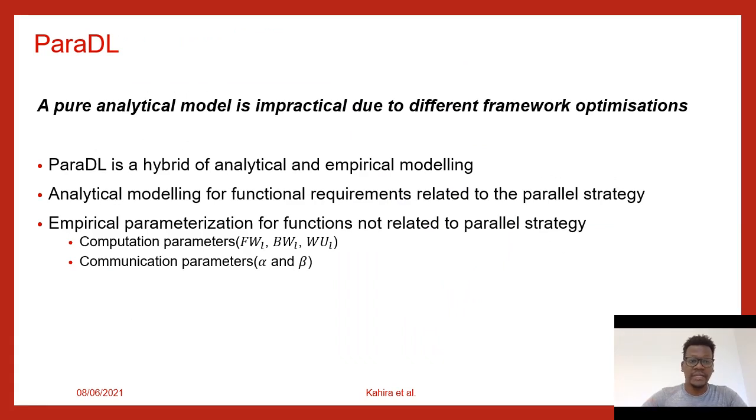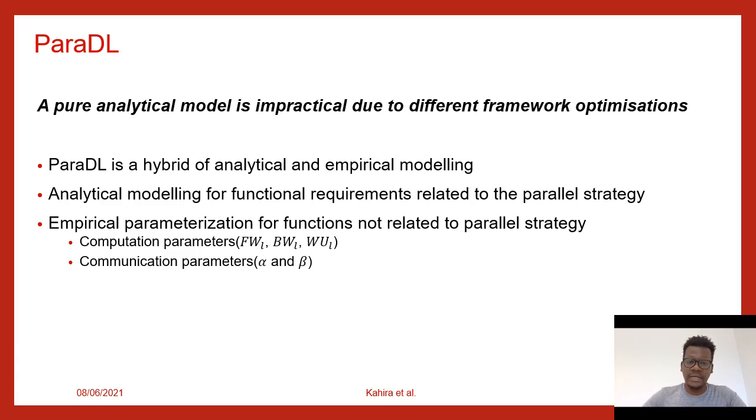So to formulate ParaDL, we use a combination of analytical and empirical modeling. And the reason for this is because a pure analytical model is impractical because different frameworks have different optimizations. And for this reason, it's not easy to generalize across all frameworks, and therefore we choose a hybrid of analytical and empirical modeling. Analytical modeling for functional requirements related to the parallel strategy, for example, number of processes, and in the case of, for example, filters, how many filters we can split, etc. And then empirical parameterization for functions not related to the parallel strategy.